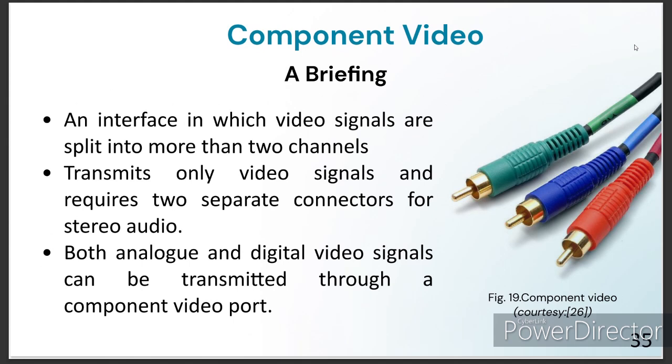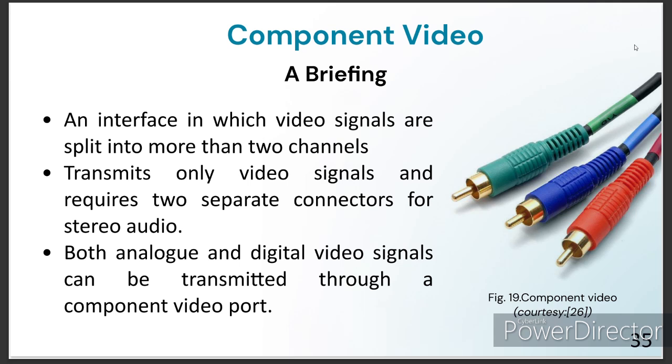Component video. An interface in which video signals are split into more than two channels. Transmit only video signals and requires two separate connectors for stereo audio. Both analog and digital video signals can be transmitted through a component video port. Three wires, green, blue, and red, are used in component video to transfer different parts of the video signal. Component video divides the visual signals into three cables.